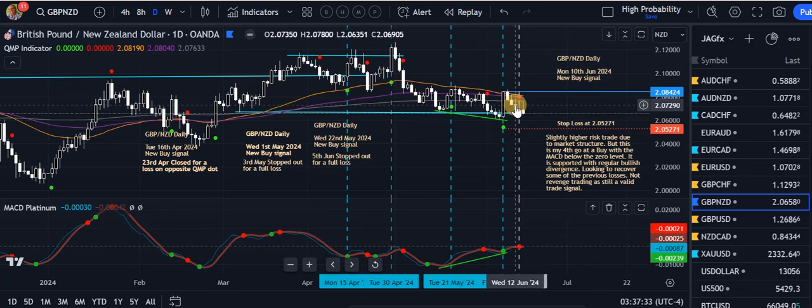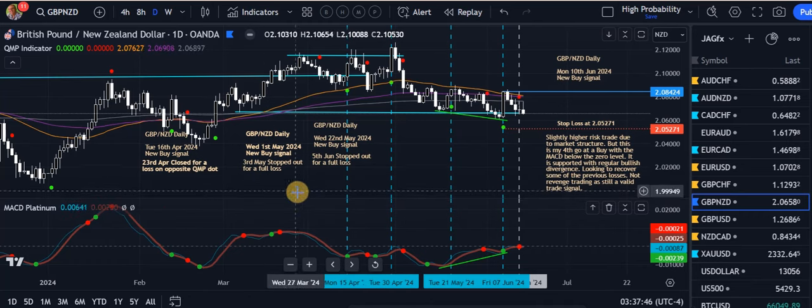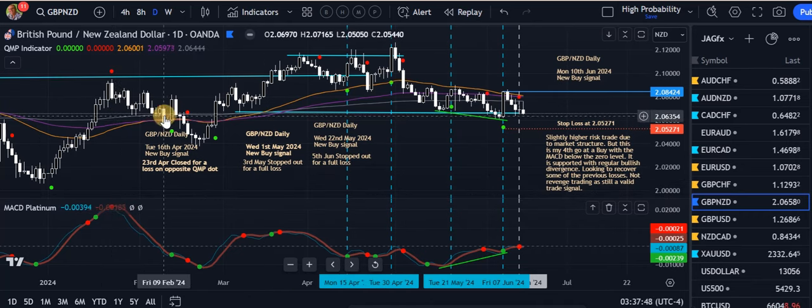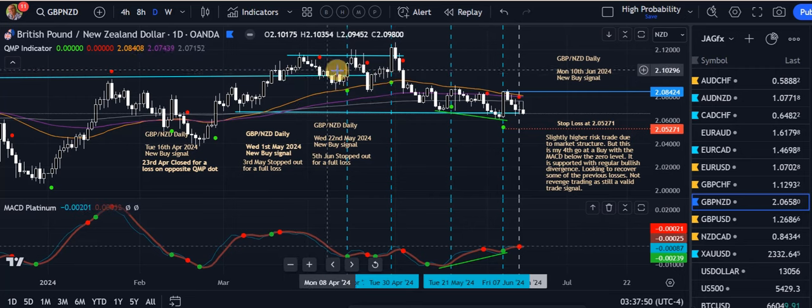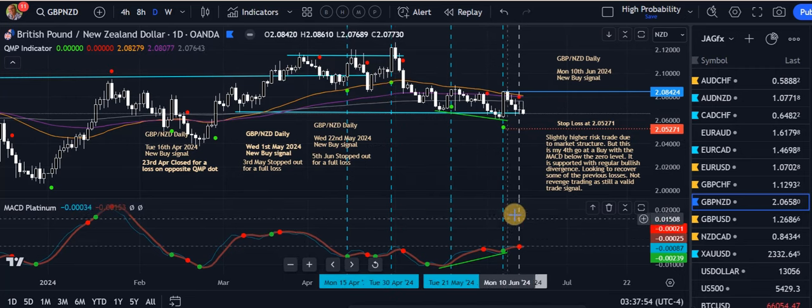There's been an opposite QMP filter dot. I'm not taking it. I'm not getting out. The MACD Platinum's been below the zero level the whole time. I'm going to hold on to this. If it stops me out, I'm going to throw it in the bin. I tell you, it's a tough pair to trade. Look, sometimes it has great moves, good moves. But then when you get stuck in this sideways thing, this is one pair that can be sideways for a long time. So we're in a buy up here.